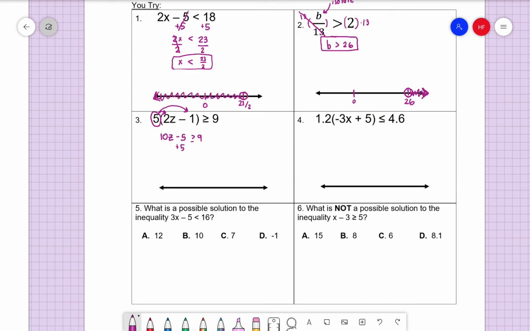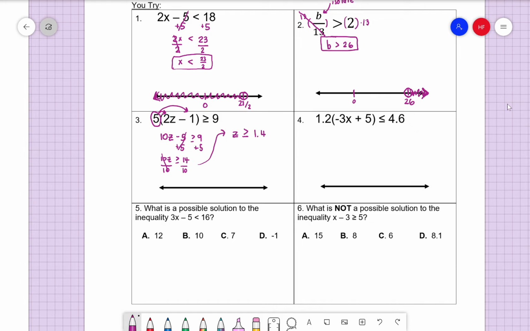I'm trying to isolate that z, sorry. So I'm going to get rid of that 5. 10z is greater than or equal to 9 plus 5, 14. Need to get z by itself, so I'm going to divide out that coefficient, and I get z. We did not divide by a negative, so greater than or equal to 14 divided by 10, which is a good clean decimal of 1.4.